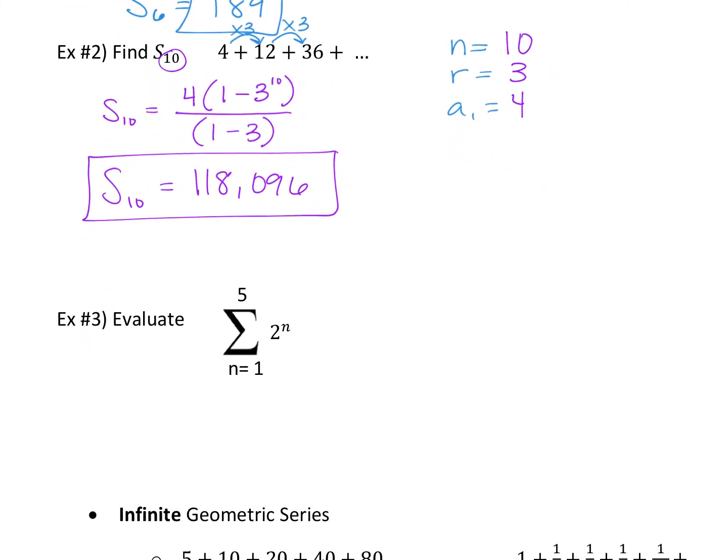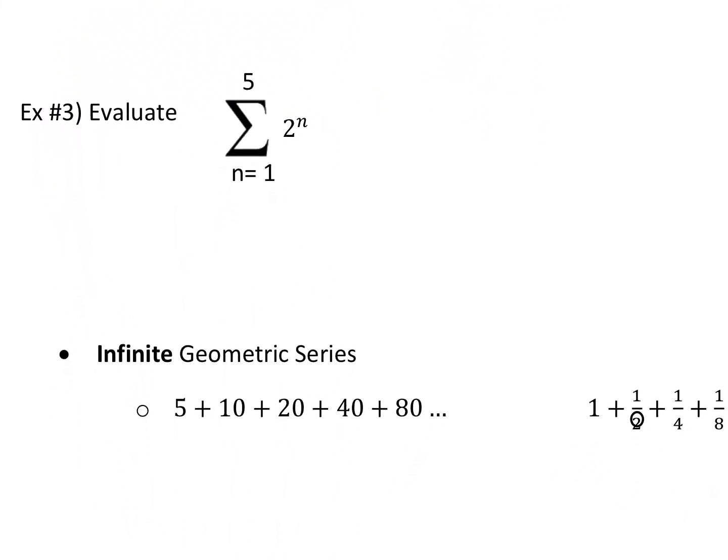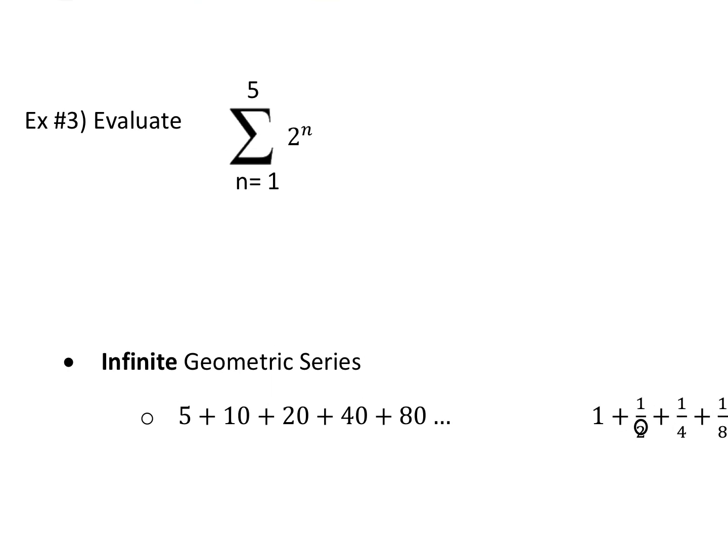Okay. Example 3. They give you summation notation, and they tell you to evaluate. What are your options here? What could you do? Plug it into your calculator. Math 0 or alpha window 2. Okay? I don't care which one you use. They both work.